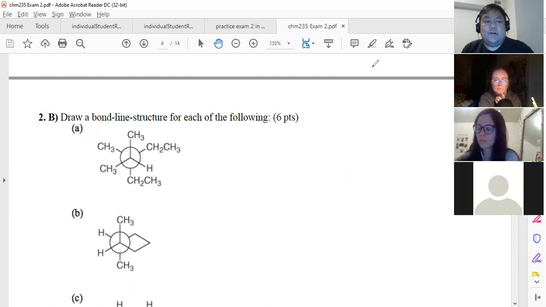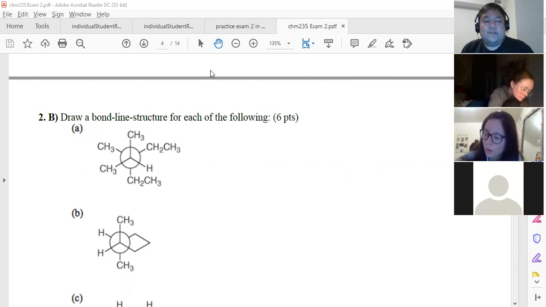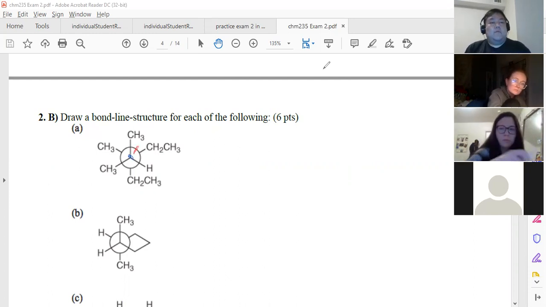Okay, so the first thing I'm going to do in this one is something that you should also do: I'm going to color code. So the first one I'm going to make blue, and this one I'm going to make red. The reason for this is so that when I flip it, I can keep track of it. All right, so this is going to be a little bit tricky, and we will walk through it.